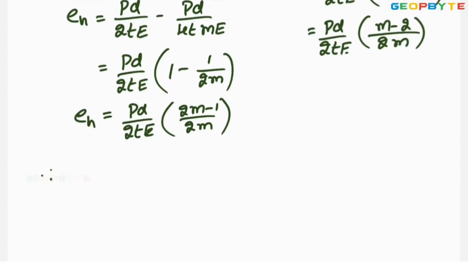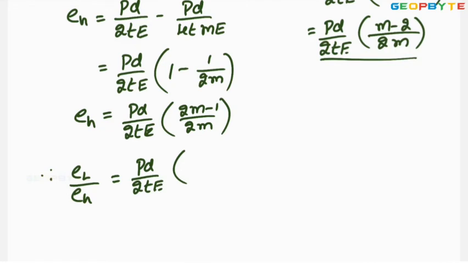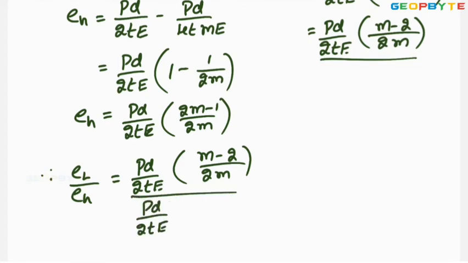Therefore, the longitudinal strain by hoop strain. This is the longitudinal strain: PD by 2TE into M minus 2 by 2M, divided by PD by 2TE into 2M minus 1 by 2M.